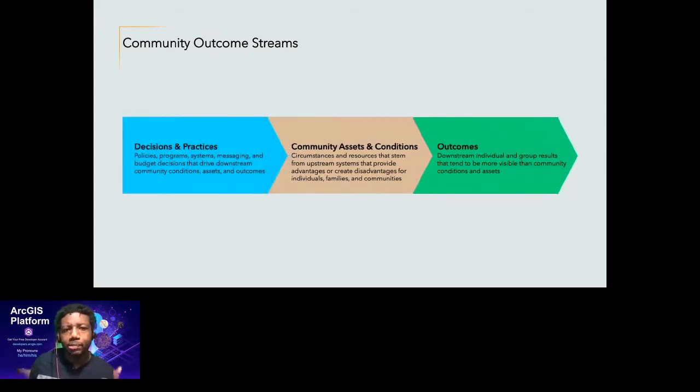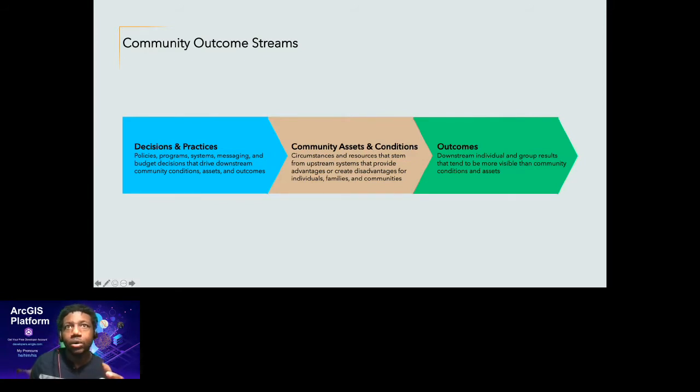Root cause analysis best practices recognize that inequities in outcomes, community conditions, and assets all flow from decisions and practices further upstream. The goal is not just to assess and address unhealthy systems, but also to identify and uplift and amplify those decisions and practices that lead to community assets that drive positive outcomes.